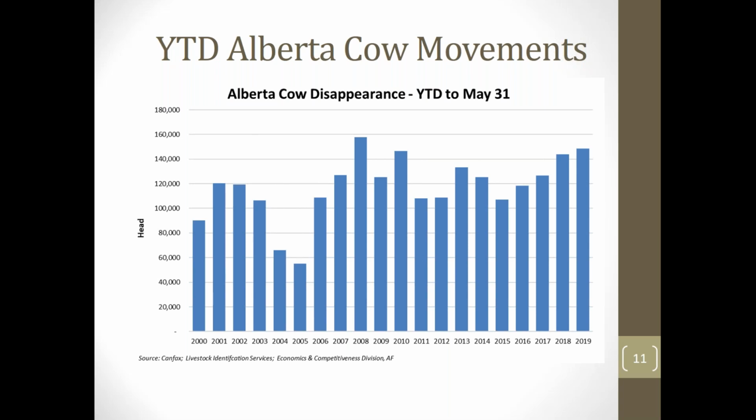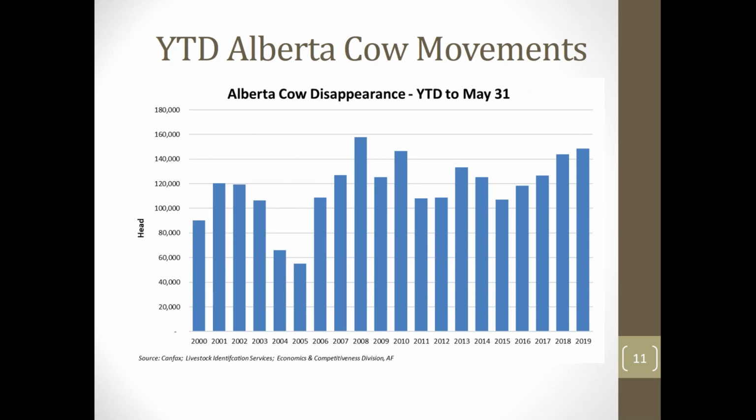So far we've had just over 148,000 head move. This includes cows that have been exported and cows that have been slaughtered here in the province. So we're about 3% higher than we were in 2018. For the month of May, we did see a lot of movement. Based on movements, we had over 26,000 head move, about 25% above the 10-year average. Once everything's been put together for June, we'll likely also see above average movement for June as well.